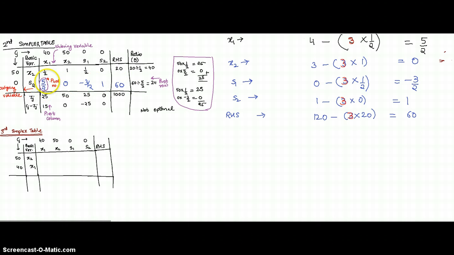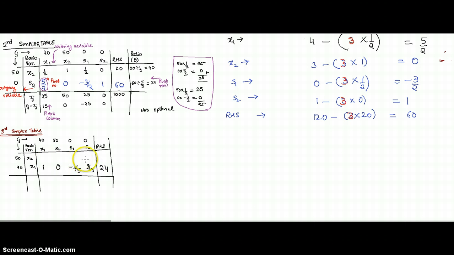It is 5 over 2. So when we divide 5 over 2 by 5 over 2, we will get here 1. 0 divided by 5 over 2 is 0. Here it will be minus 3 over 5. Here it will be 2 over 5. And on dividing here, we will get 24.